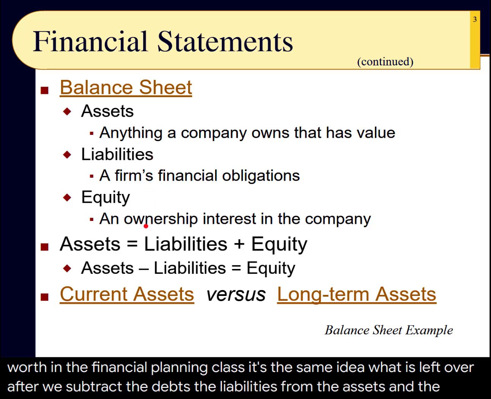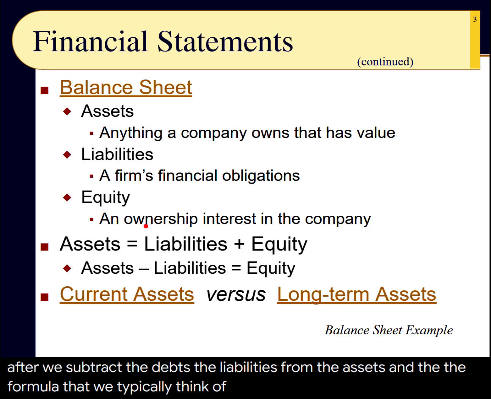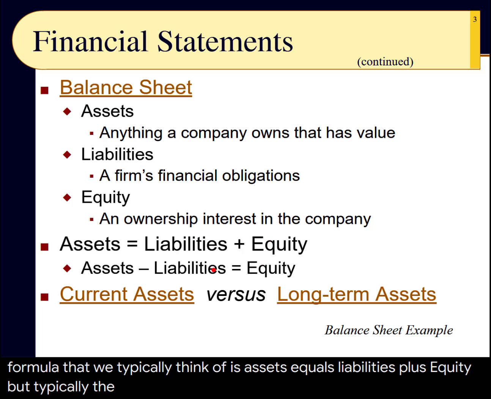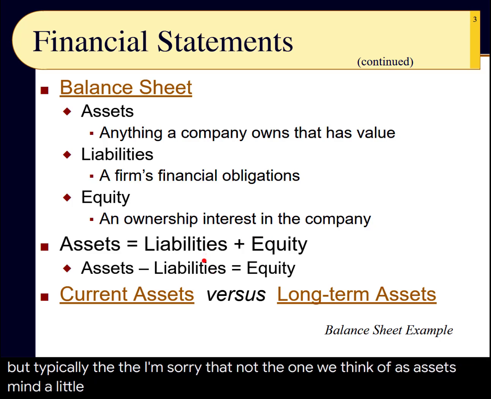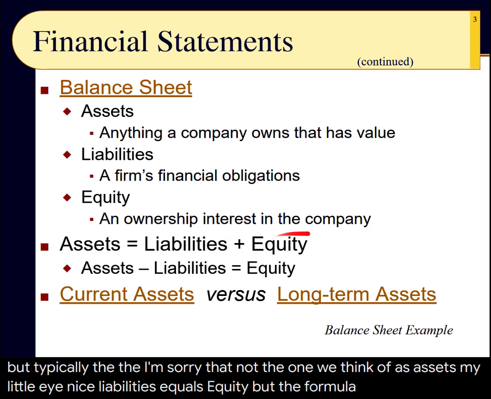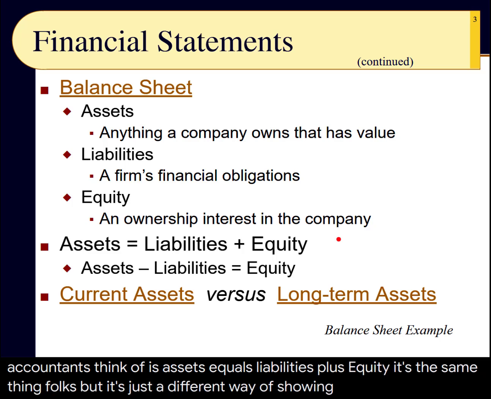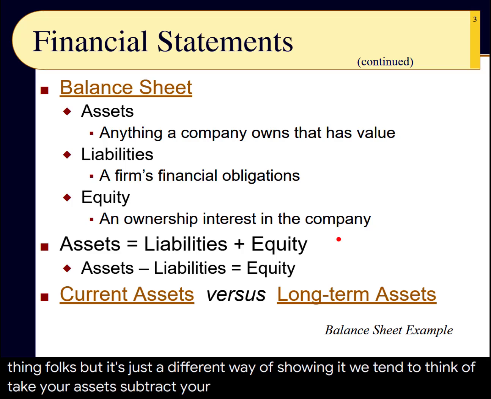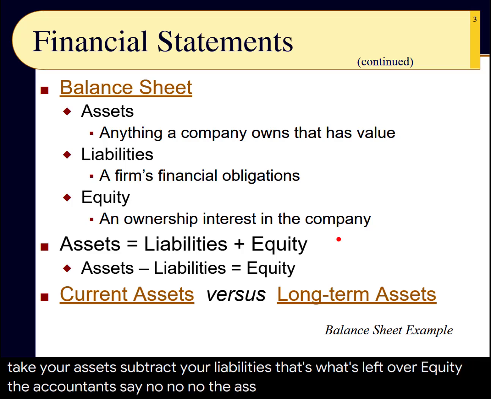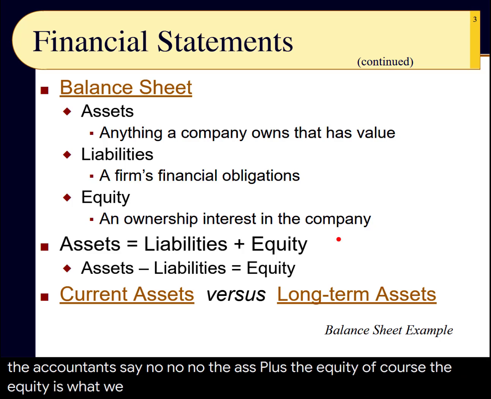And the formula that we typically think of is assets minus liabilities equals equity. But the formula that the accountants think of is assets equals liabilities plus equity. It's the same thing, folks, but it's just a different way of showing it. We tend to think of take your assets, subtract your liabilities, that's what's left over, equity. The accountants say, no, no, no, no. The assets are equal to the liabilities plus the equity. Of course, the equity is what we own, but the liabilities are somebody else's assets. We owe it to them.